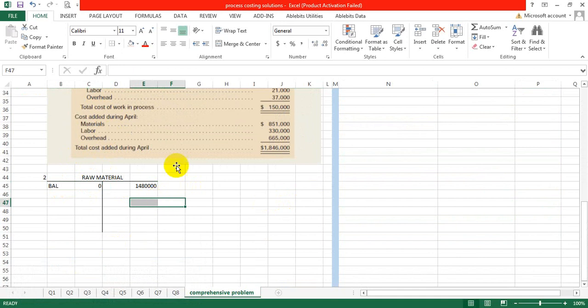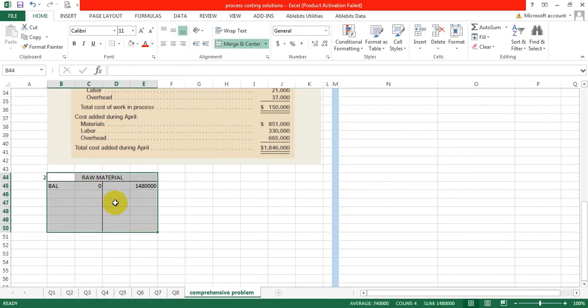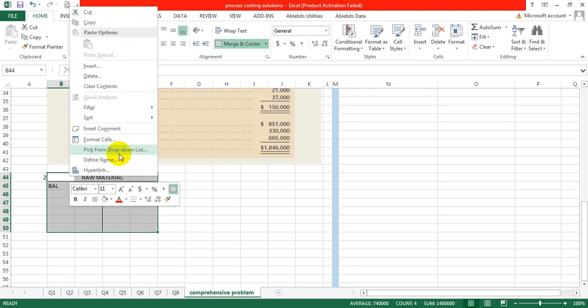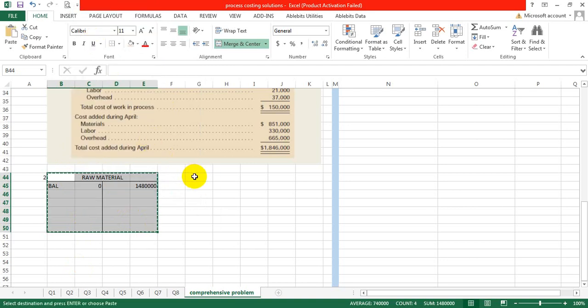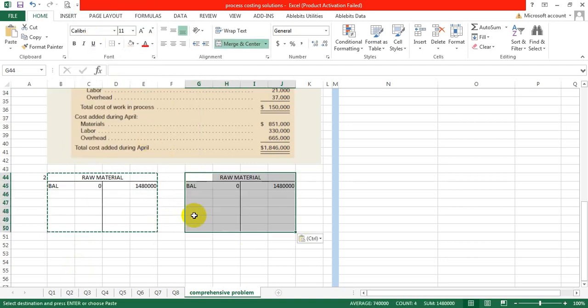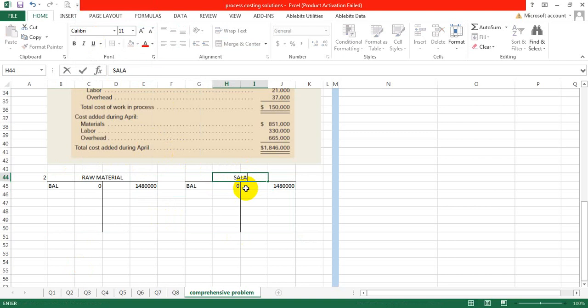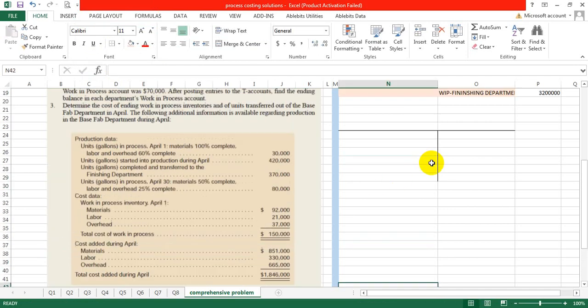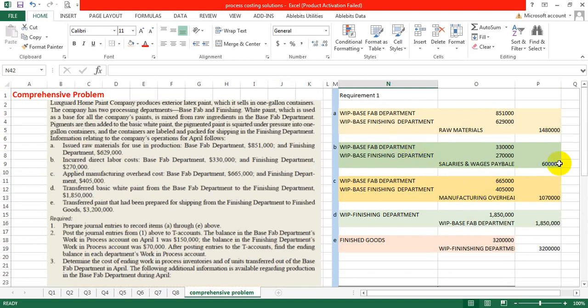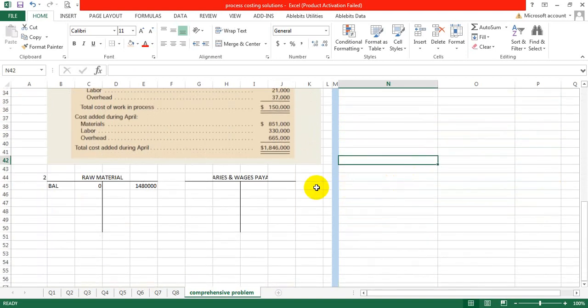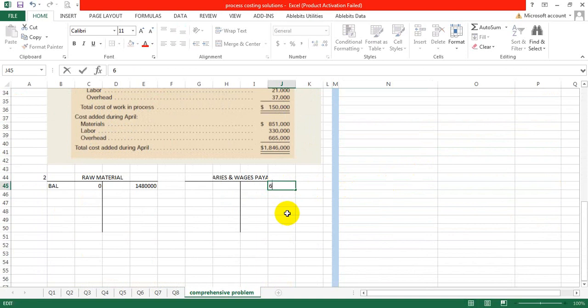Okay, now second one is salaries and wages payable. Salaries and wages payable. Okay, now we have salaries and wages payable. See the account, salaries and wages payable credit with 6 lakh. So we will credit this account with 6 lakh.